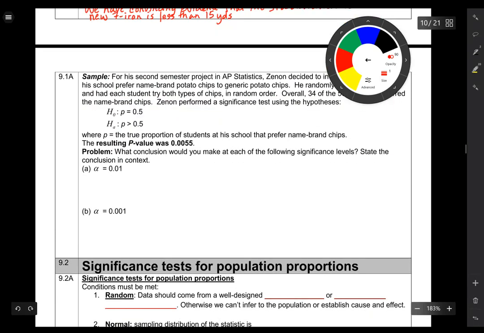Now we will do our last example. For his second semester project in AP Statistics, Zenon decided to investigate if students at his school prefer name brand potato chips to generic potato chips. He randomly selected 50 students and had each student try both types of chips in random order. Overall, 34 of the 50 students preferred the name brand chips. Zenon performed a significance test using the following hypotheses. The null hypothesis is the proportion p equals 0.5, and the alternative proportion is greater than 0.5, where p is the true proportion of students at his school that prefer name brand chips. The resulting p-value from his test was 0.0055. What conclusion would you make at each of the following significance levels? State the conclusion in context.